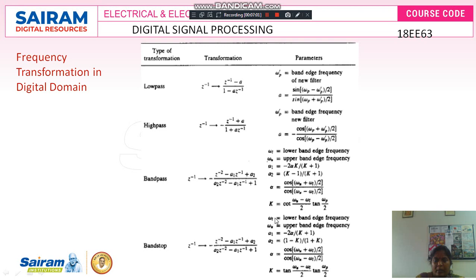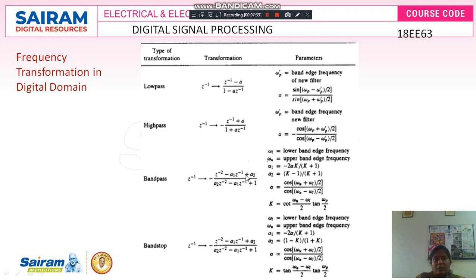So omega L, omega U, a1, a2 are all the corresponding coefficients. In a given problem, if they ask to transform a low pass filter to a low pass filter or to a high pass filter, in the digital or analog domain, we can use this transformation technique. So this is about the frequency transformation technique in the digital domain.